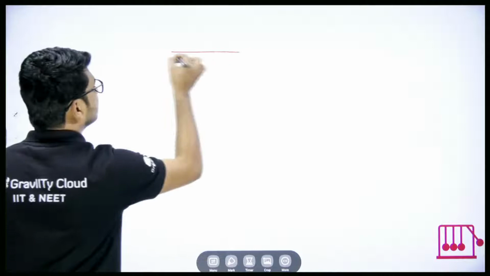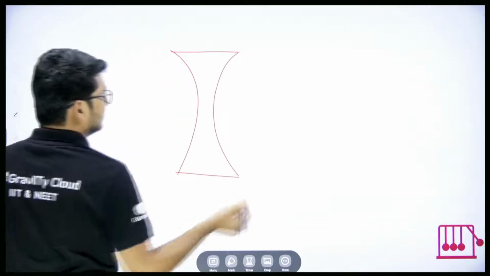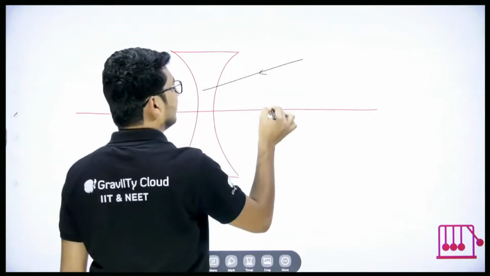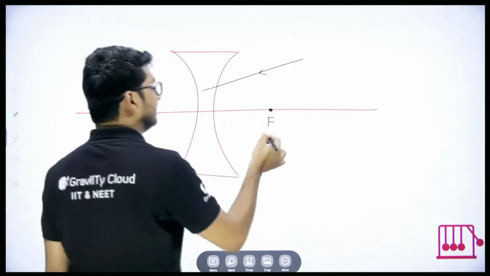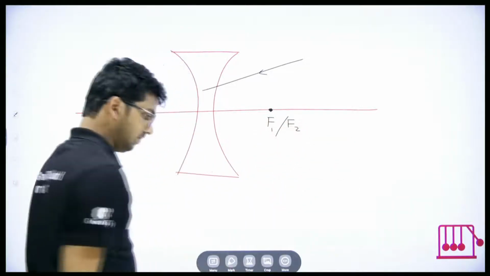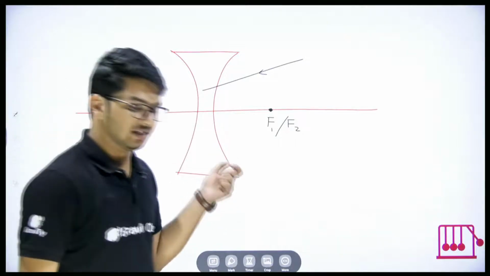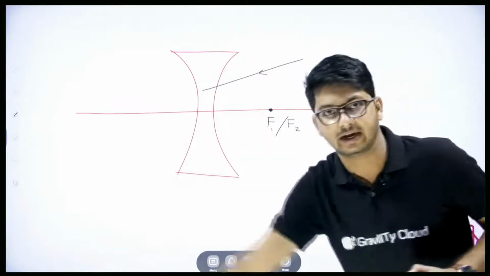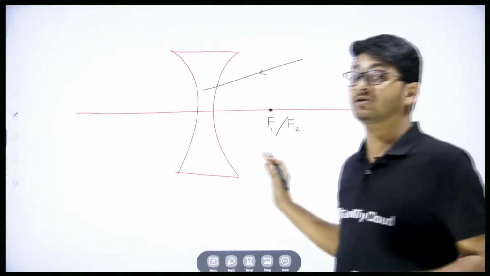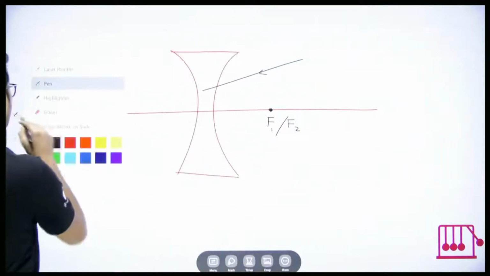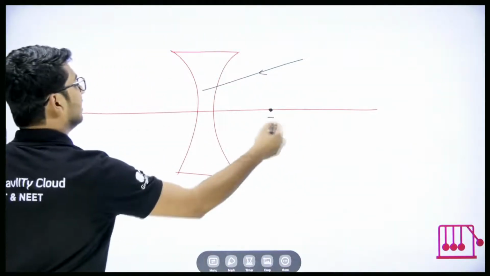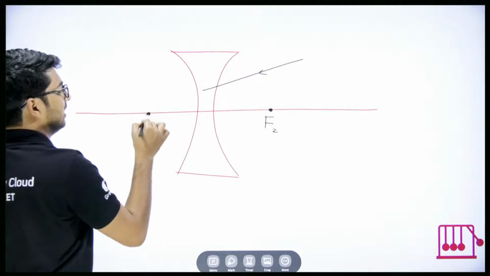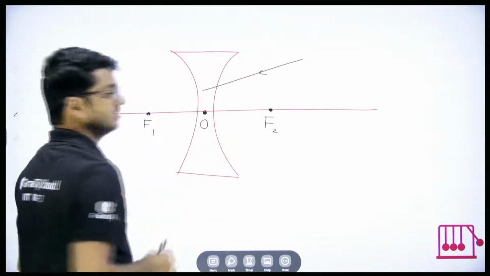Obviously we have the other case also. Let's say this is the concave lens. This is the principal axis, and if I take the incident ray in this way, and if there is a focus here, is that F1 or is that F2? Everyone, think about it. For a concave lens in the direction of incident ray, the first focus that we come across is F2, not F1. That will be F2 in this case, and obviously the other one would be F1. In between you have the optical center.